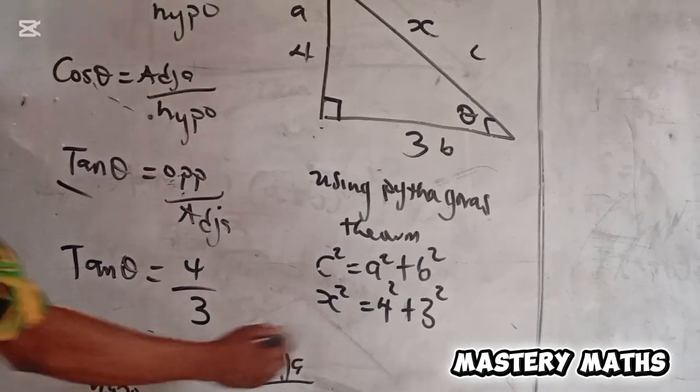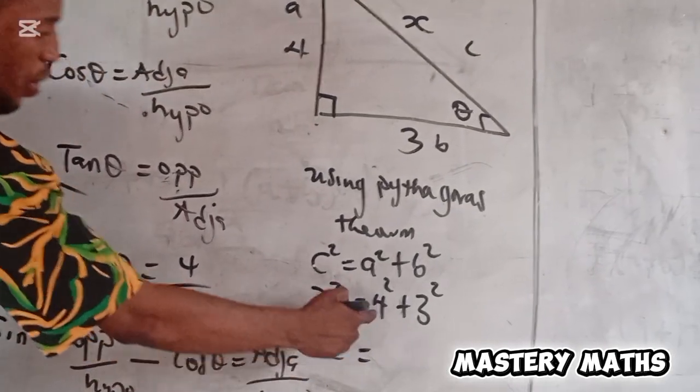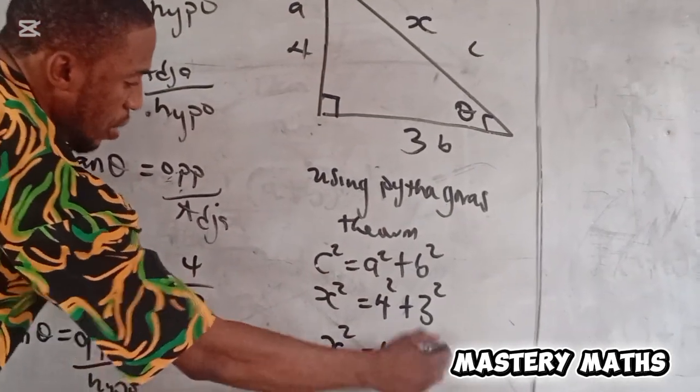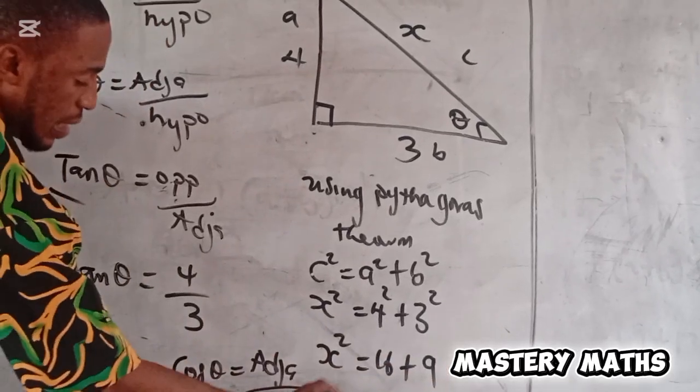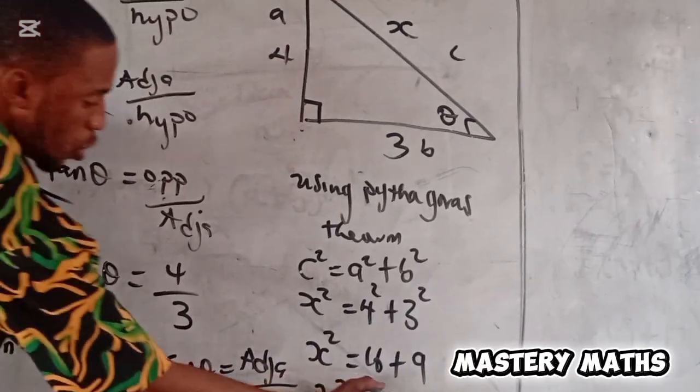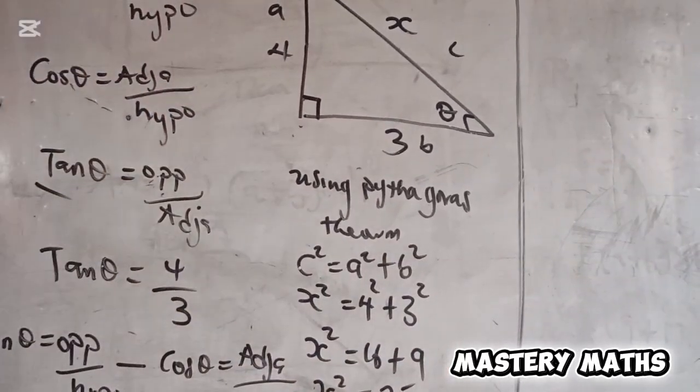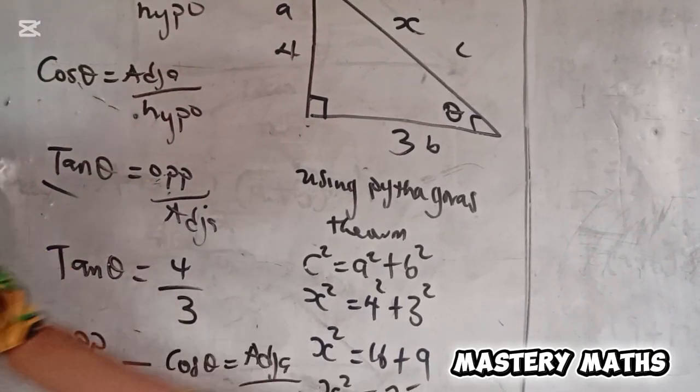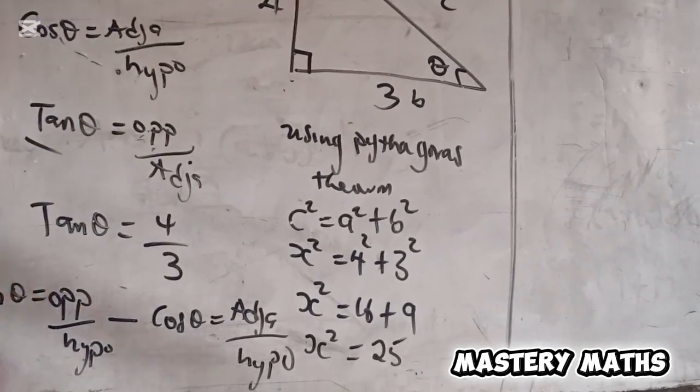You see it now? Then you have your x squared equal to 4 squared, which is what? 16, plus 3 squared, which is what? 9. Which is giving us what? 25. Now we need to look for x.